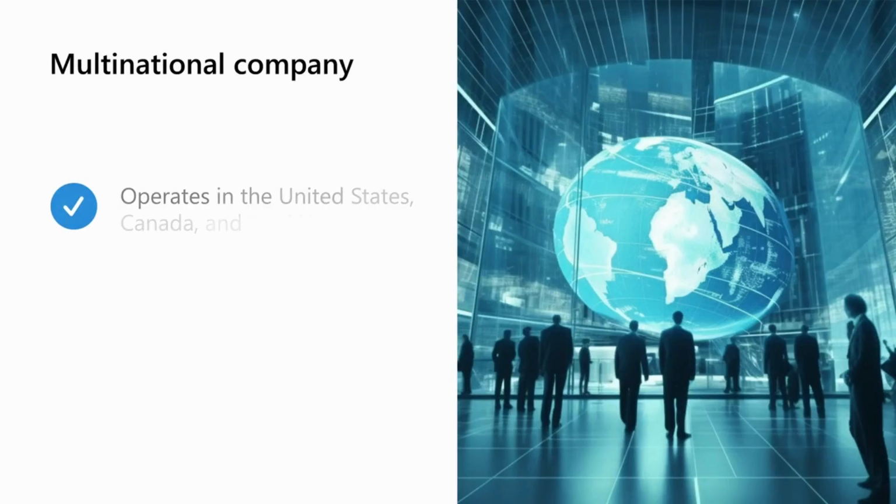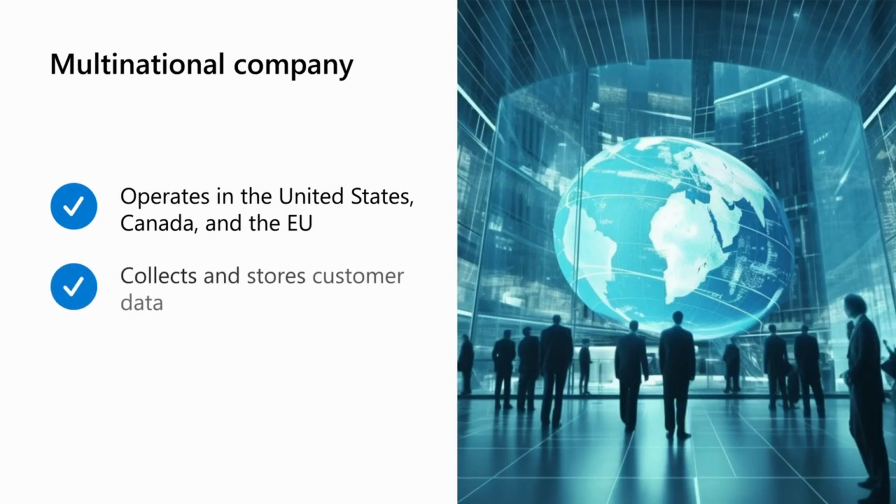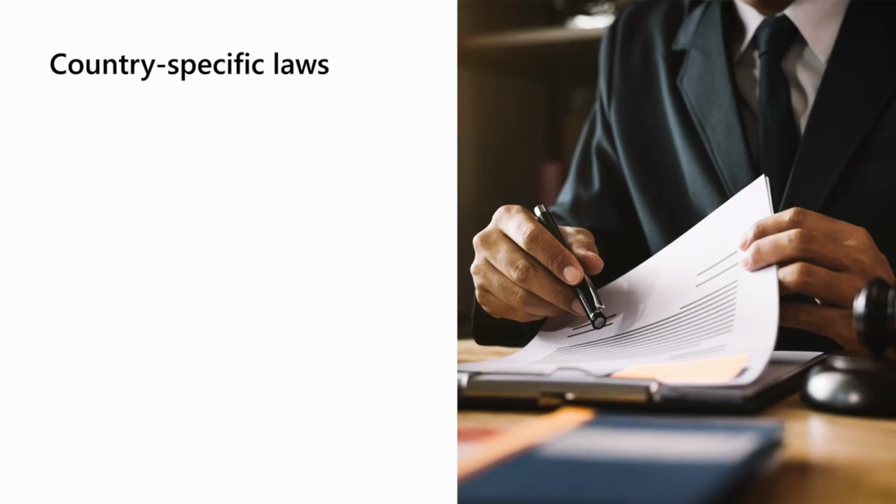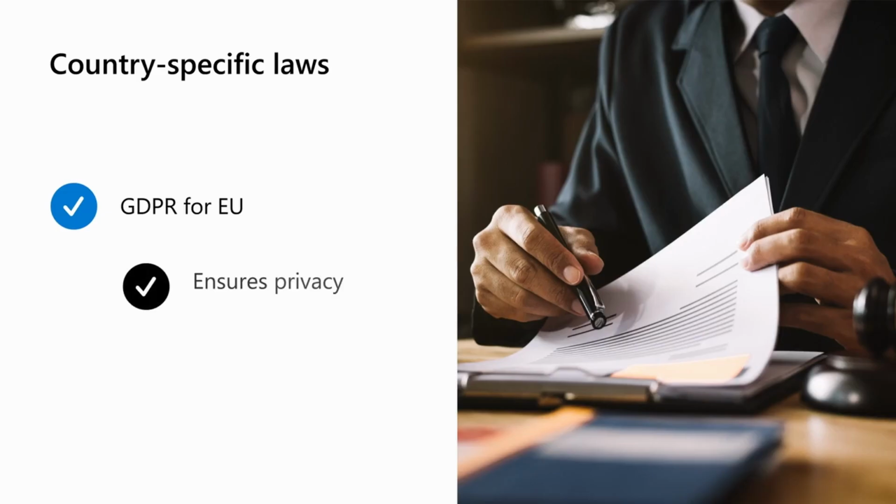Let's take an example of a multinational e-commerce company that operates in the United States, Canada, and the European Union, also called the EU. This company collects and stores customer data, such as personal information. Each country has specific laws governing the storage and processing of personal data. For instance, the EU has implemented the General Data Protection Regulation, also called GDPR, which requires that the personal data of EU citizens must remain within the EU borders. GDPR ensures privacy and safeguards individuals' rights.